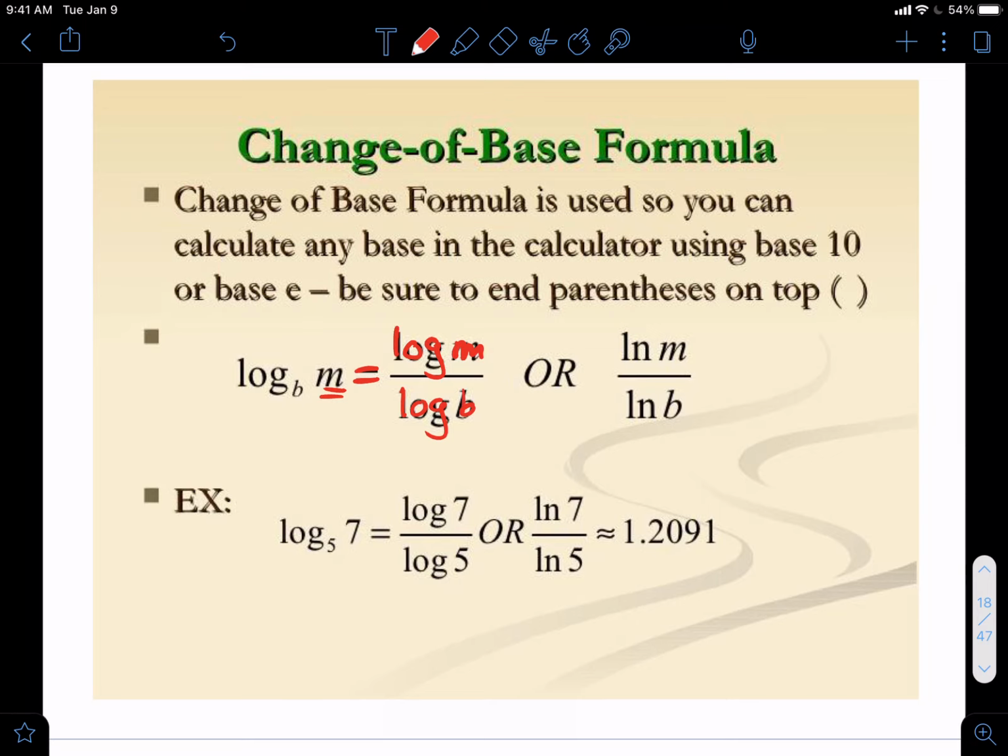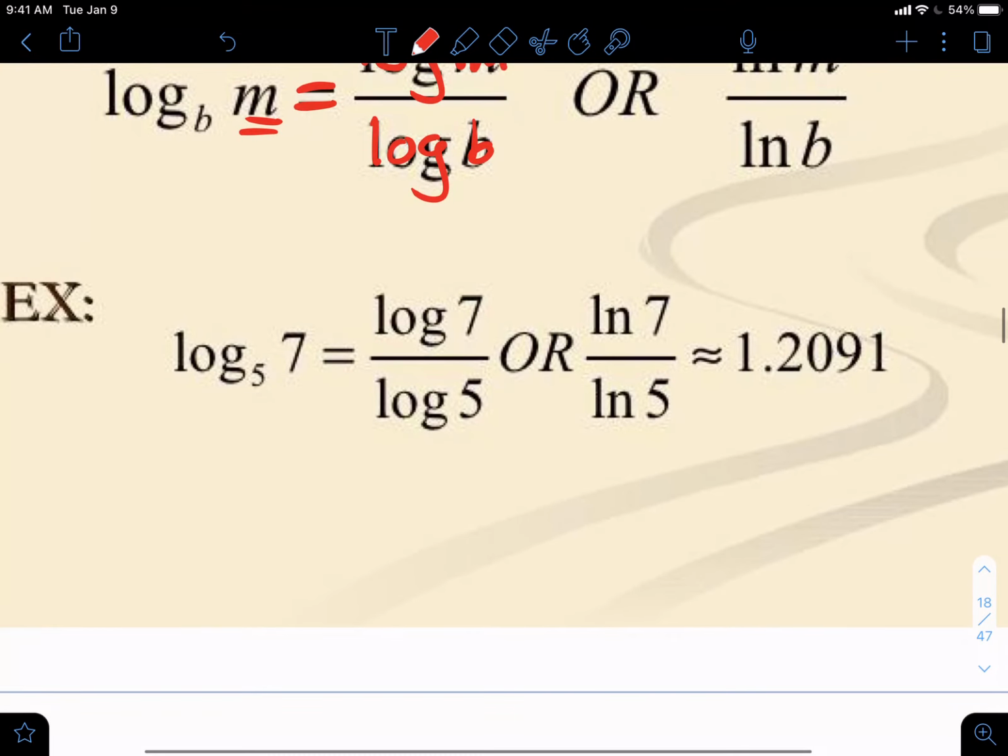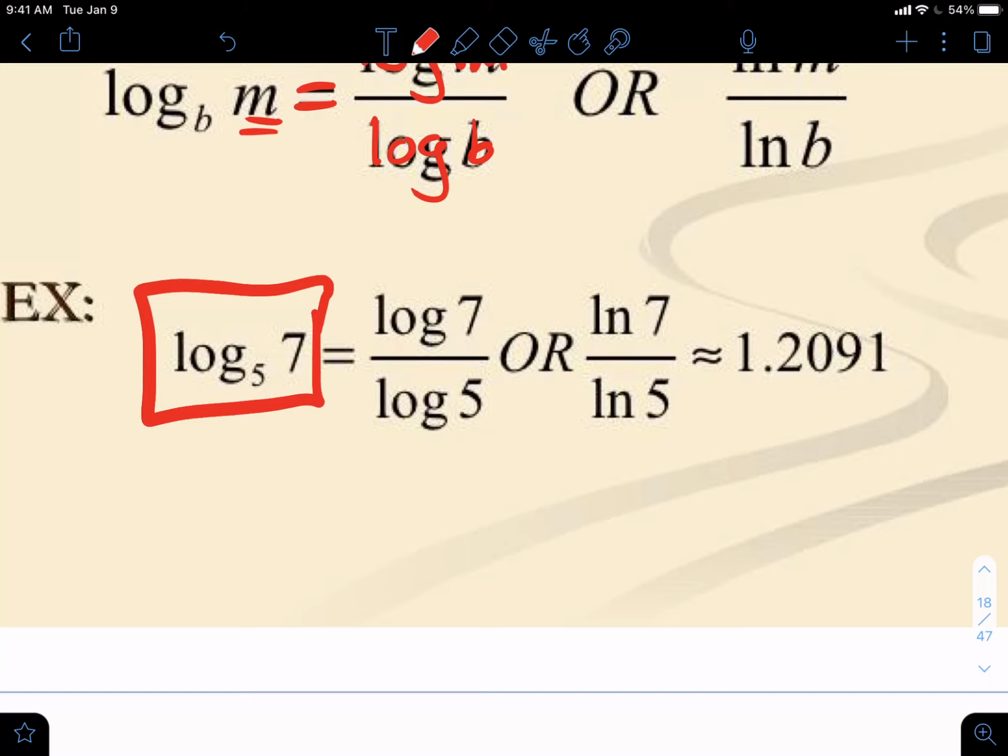This is much easier to look at when you actually look at a real number. So thinking about this, right? These are both numbers. If I rewrote this as an exponent, I would have said 5 to the x is equal to 7. Now, 5 to some power equals 7. We don't know what that power is. Here's how we find that power.